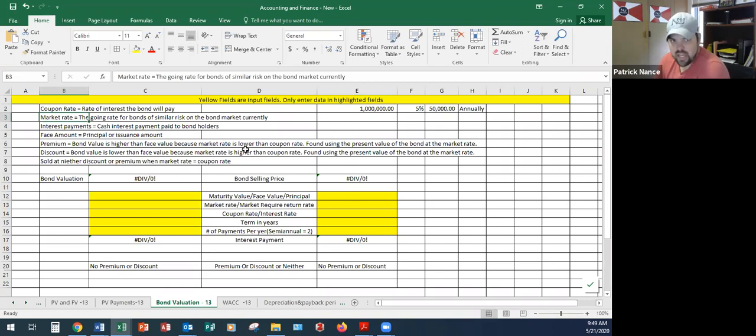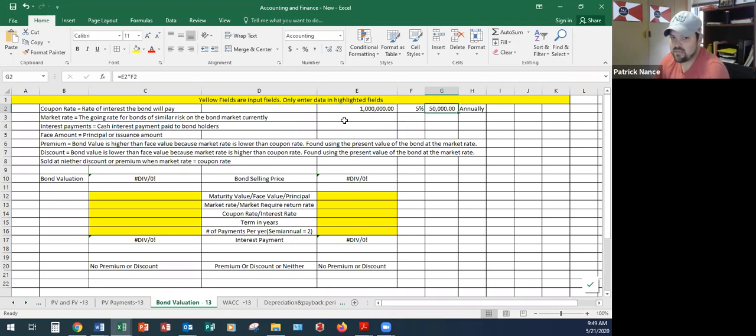Interest payments, the actual cash payments paid to bondholders, that's that $50,000 I was just talking about. If it was an annual amount, it would pay $50,000 annually, whether they pay twice a year, quarterly, however they do it. It's still going to be a total of $50,000 if that's the coupon rate and the face amount. The face amount is the principal. It's the issuance amount itself. It's also the amount that they will pay back at the end.